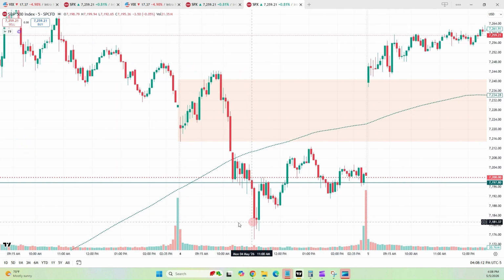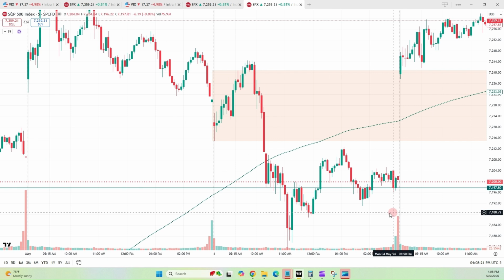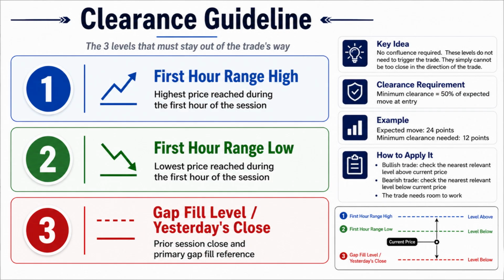I mentioned the clearance guideline though. This is just a guideline that is going to allow us to have enough room for the trade to play out, and it is regarding three levels. I mentioned the first hour range, which I talked about a little bit yesterday, so it's the high and low of the first hour range, as well as the gap fill level. These levels are going to function as support or resistance, especially the gap fill level, and the more significant the gap, the more significant the support or resistance.